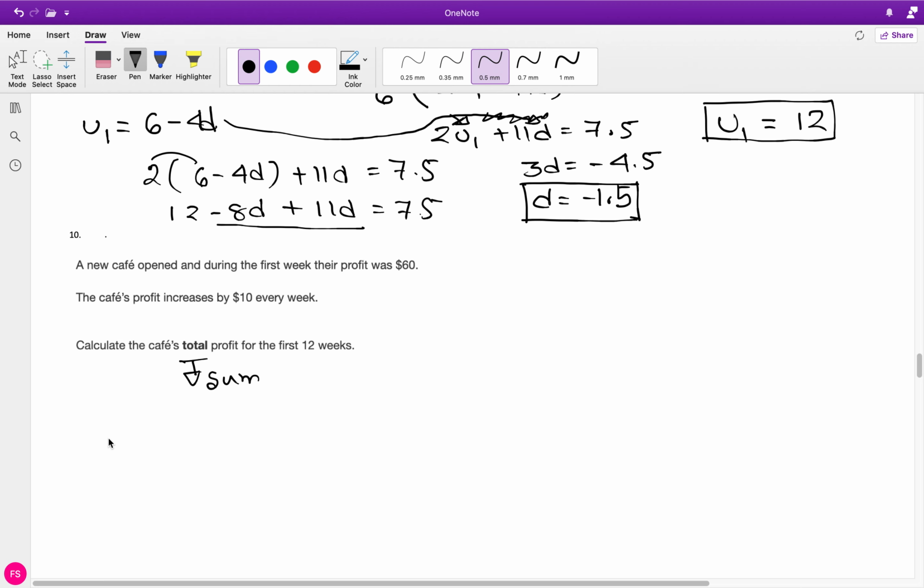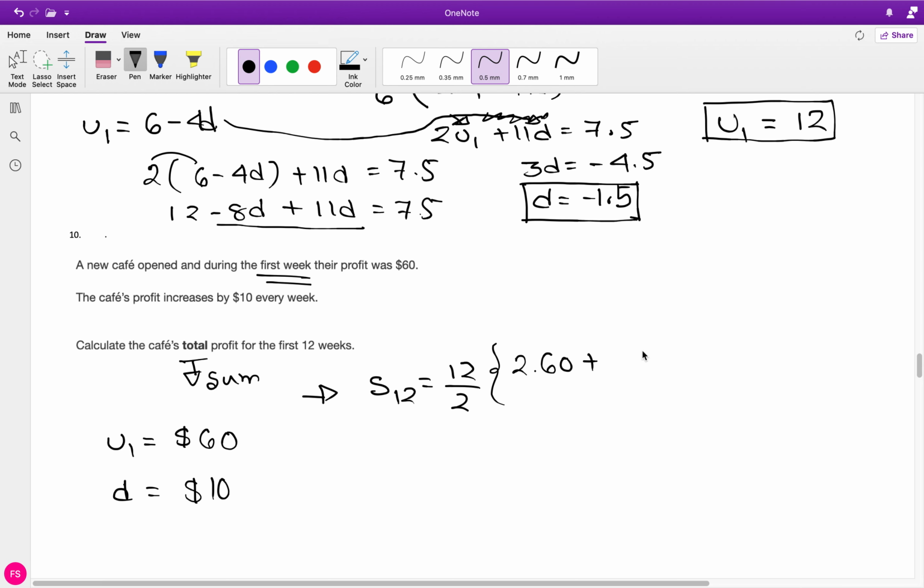The sum. I know my u1 is the first week. That means it must be my first term. So I'm going to write the first term is 60, and the profit increases by $10 every week. That means my common difference is 10. I can find the sum of the first 12 weeks by using this. It's going to be n over 2. n is 12. 2 times u1, which is 60, plus n minus 1, 11, times the common difference, which is 10.